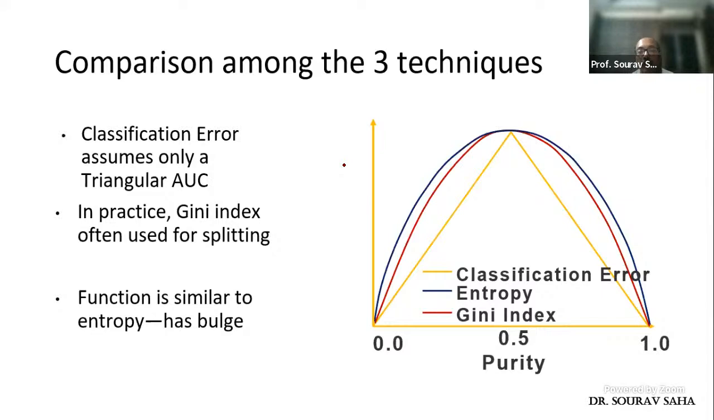If you look at entropy, the shape is almost like the Gini index, but it is bulgier. So in that case, entropy will have the maximum ROC value, or sorry, maximum AUC value, the area under the curve. And that's why entropy is generally a better metric compared to the other two.